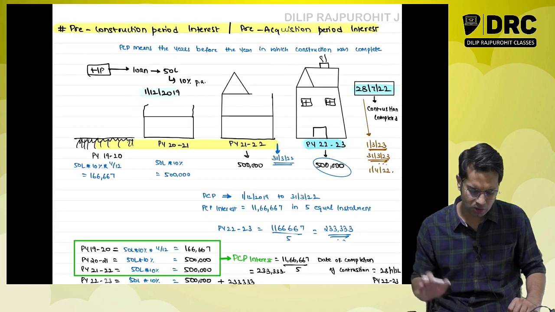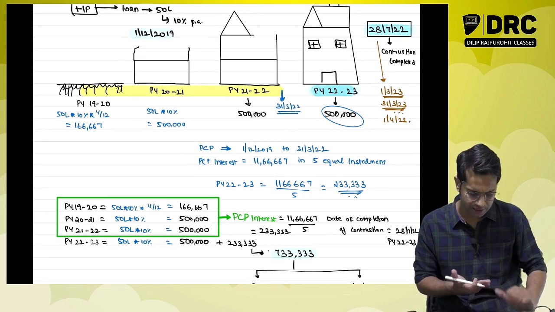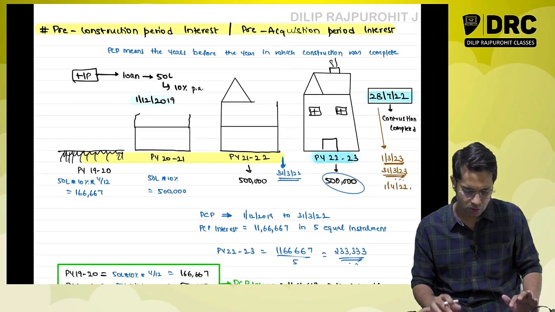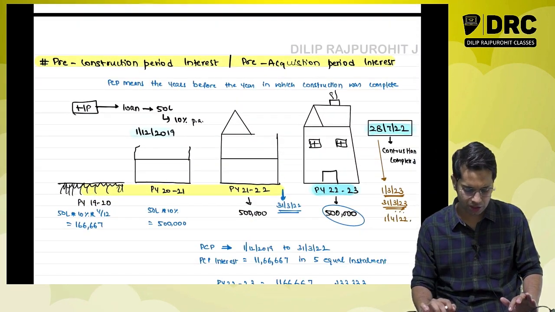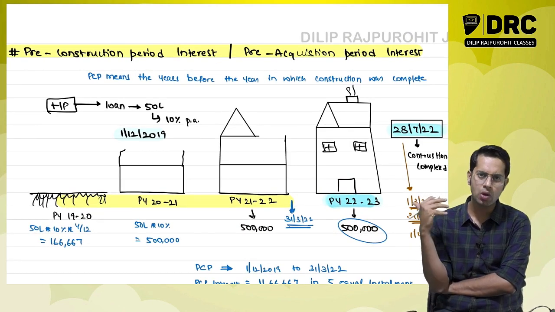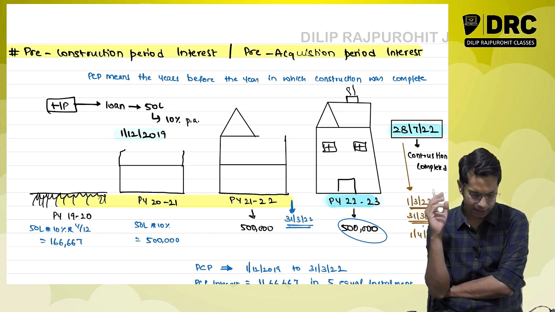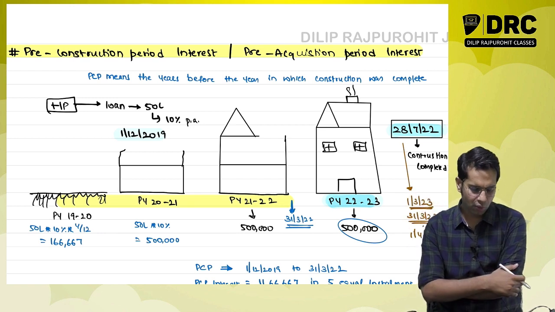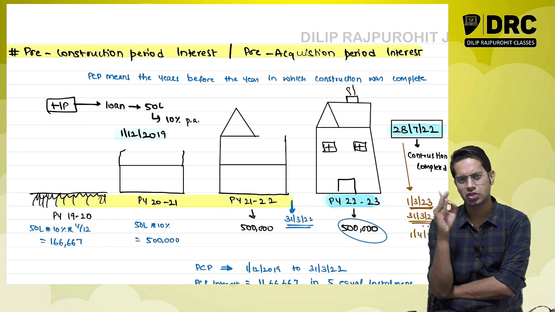Okay, and then there is also a concept of pre-construction period interest. What do you mean by pre-construction period, sir? I think we had discussed till the limit of interest. From this video onwards, we will be discussing the other leftover topics of income from house property. Then what is this pre-construction period interest, sir? What do you mean by pre-construction period or pre-acquisition period interest?